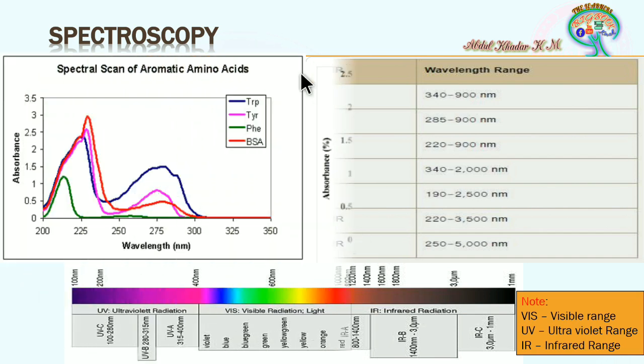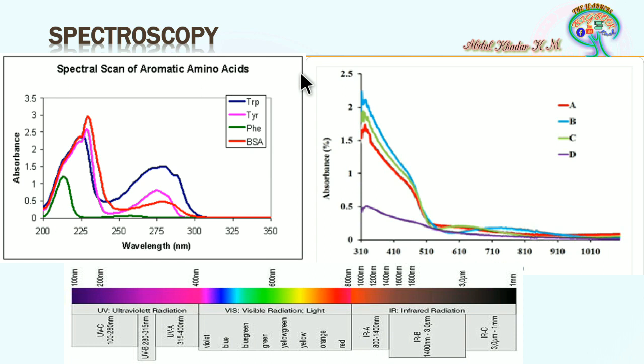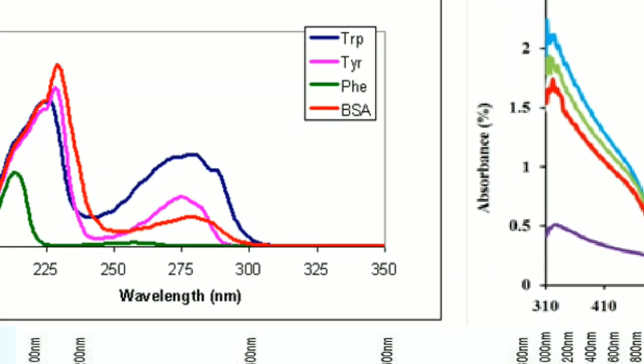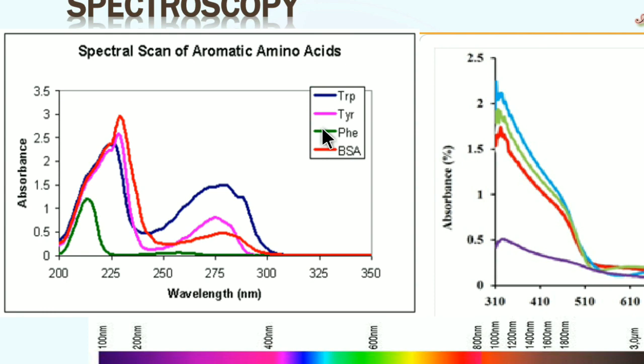Now if you consider this particular chart, you can see that each and every chemical species has its own absorptive wavelength. Here it is for phenylalanine. Here the tryptophan is the blue one. Now the tryptophan, TRP, is showing two peaks. One is here, one is here.